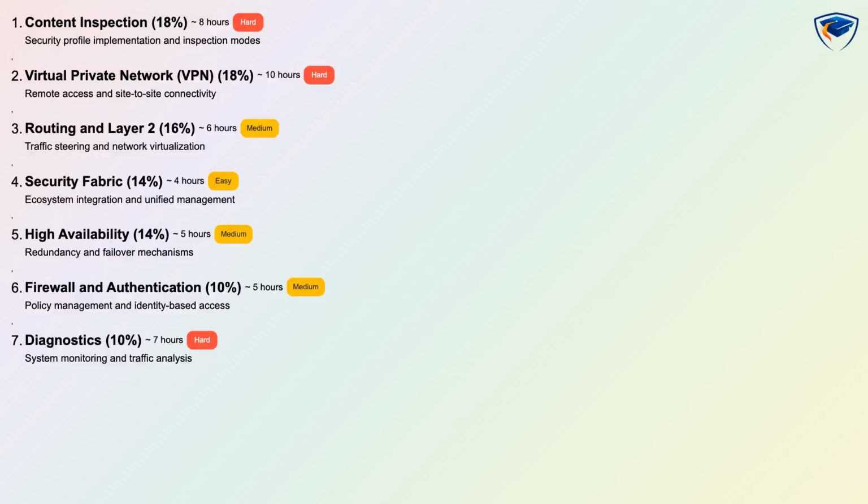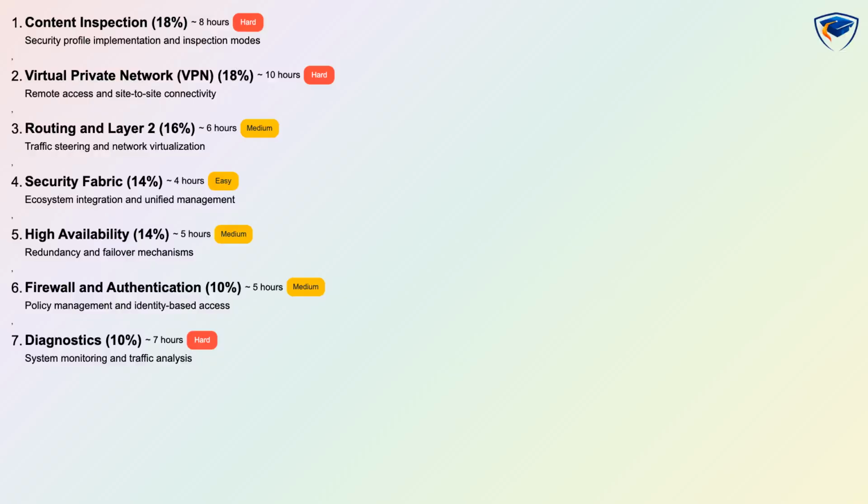Content inspection is 18%, virtual private network is 18%, routing and layer 2 is 16%, security fabric is 14%, high availability is 14%. Firewall and authentication is 10%, and diagnostics is 10%. We will summarize each domain, its difficulty, the estimated study hours, the assessment style, and the key skills you must master.